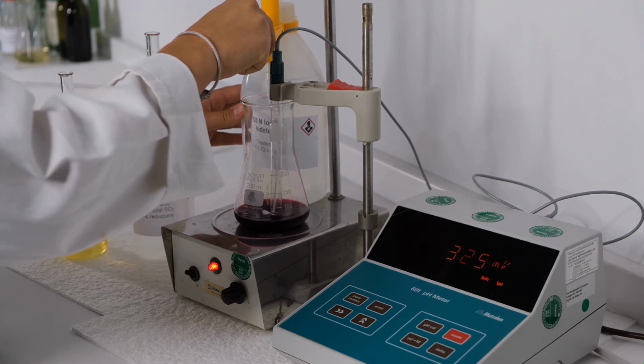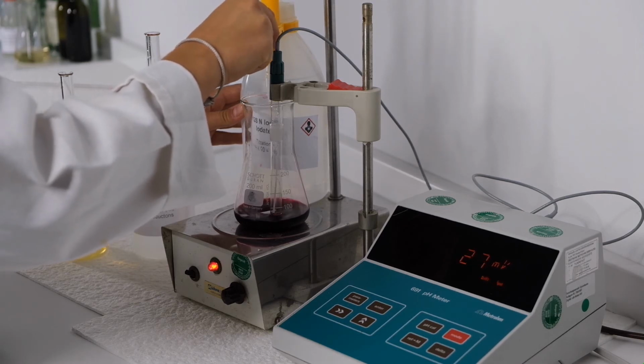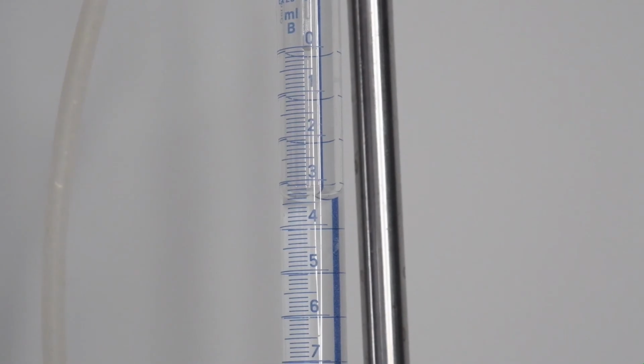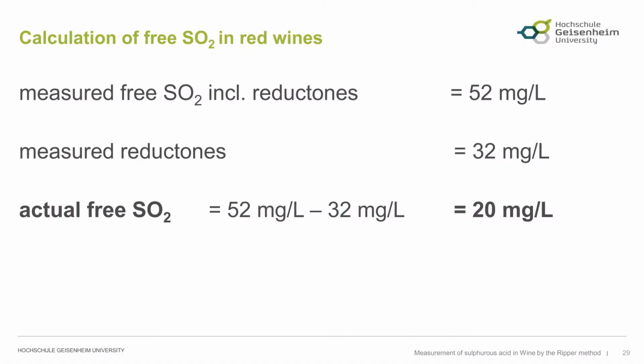The displayed value now decreases. When the value decreases rapidly, the endpoint is again reached. So we get the result of 32 mg radiotones per liter. The difference between the first and second titration gives you the value for the actual free SO2. We calculate an actual content of 20 mg free SO2 per liter for this wine.